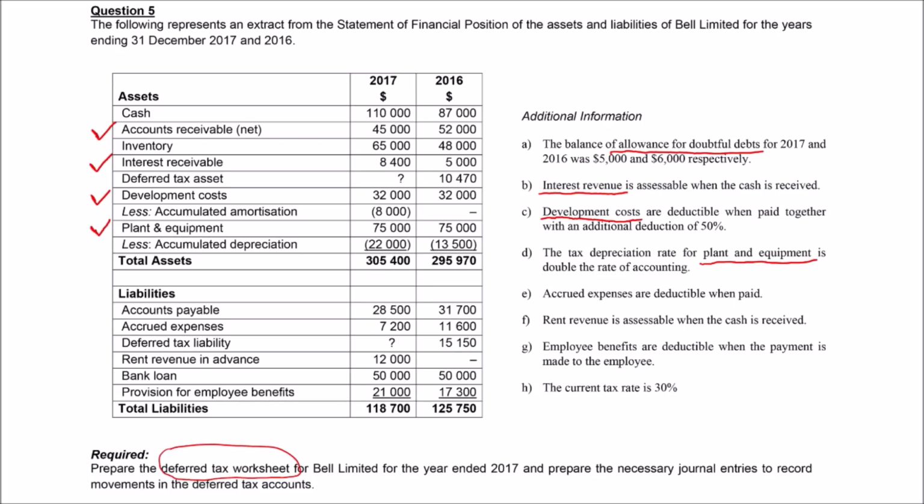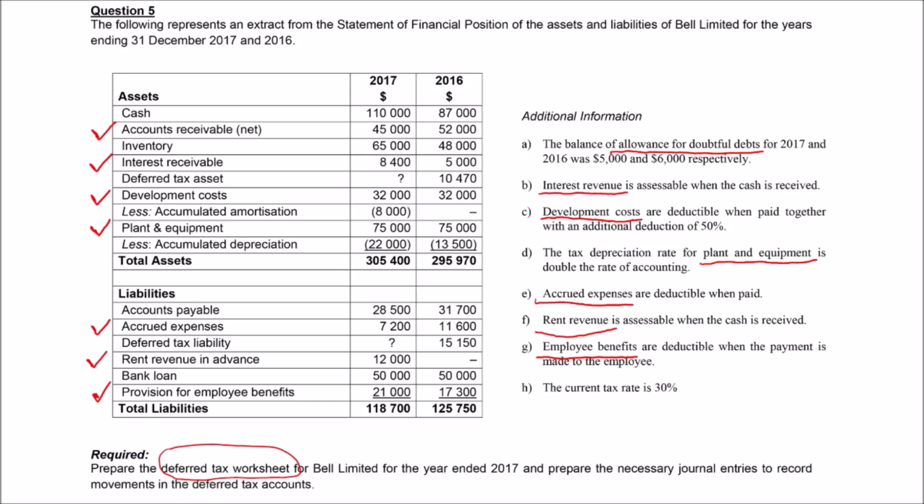So if we go further, we have accrued expense. Accrued expense is deductible when paid. So we need to include accrued expense. The next one is rent revenue. Rent revenue is assessable when the cash is received. So the relevant account is rent revenue in advance. Finally, we also have employee benefits. It says that employee benefits are deductible when the payment is made to the employee. So the relevant account would be provision for employee benefits.